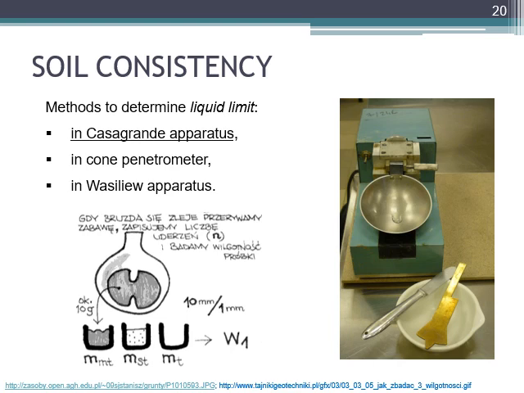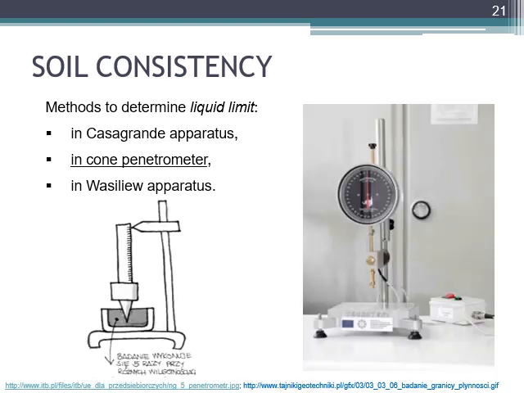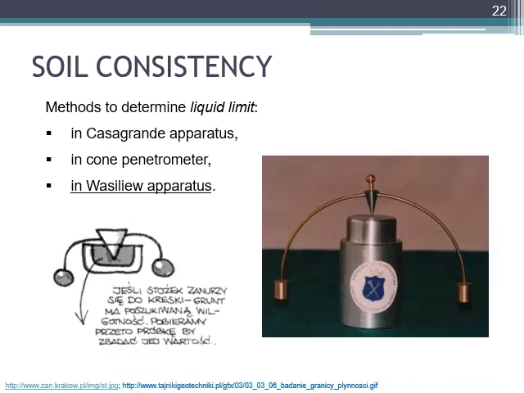The liquid limit of soil can be determined with the use of various apparatuses and various methods. For instance, with the use of the Casagrande apparatus or the cone penetrometer. You know the procedures quite well already because they are available in the standards. There is also a third method with the use of the Vasiliev apparatus.